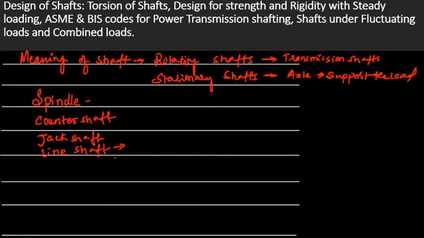A spindle is a shaft of small length which is used to transmit the power. Normally it has a taper. The best example I can quote is the spindle in a lathe machine, where you change the speed with the stepped cone pulley. Normally it has a taper of 1:100.